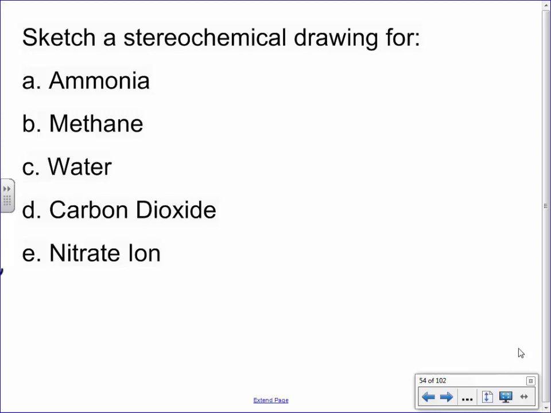Okay, so here's what I want to do as an introductory task. I'd like to do maybe two of these with you guys, and I'd like you to try the rest by yourselves. Here's our goal for the day. We want to now start to try to draw a stereochemical drawing for these molecules.